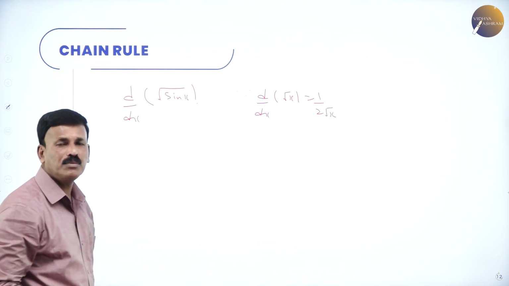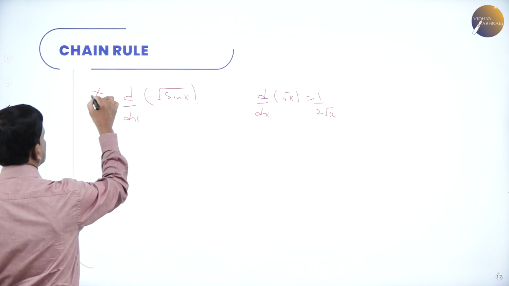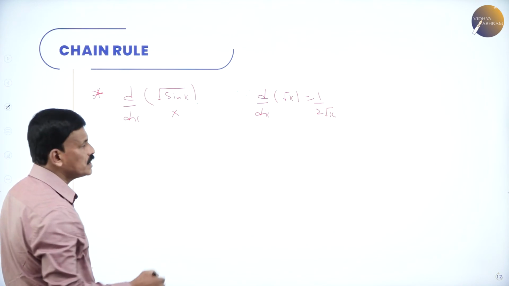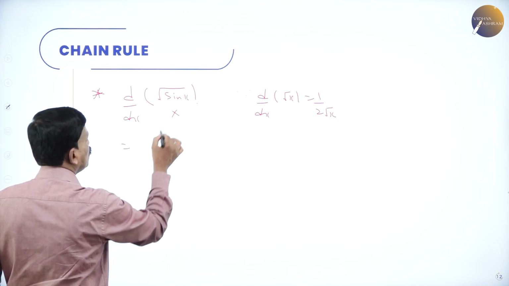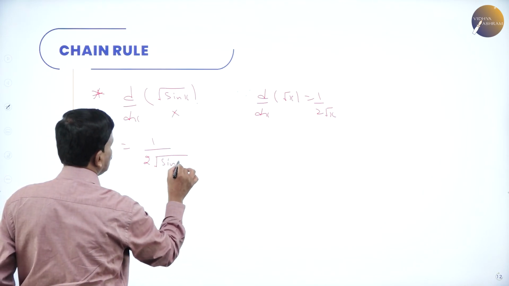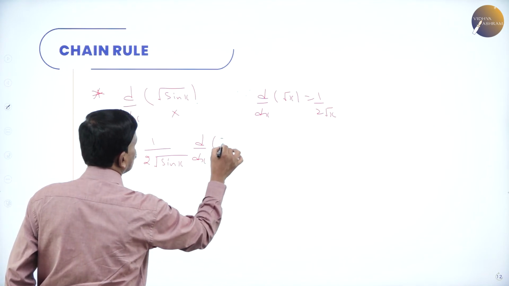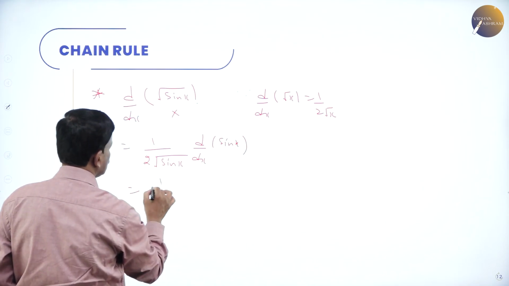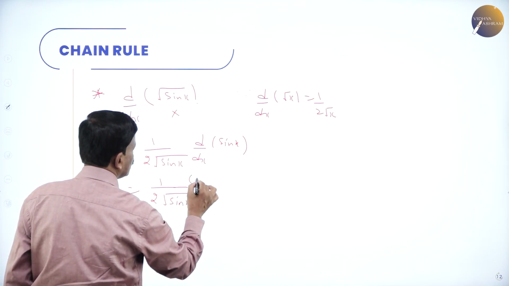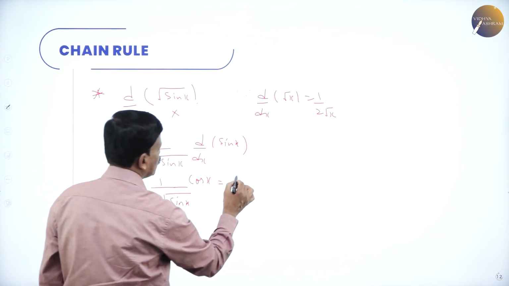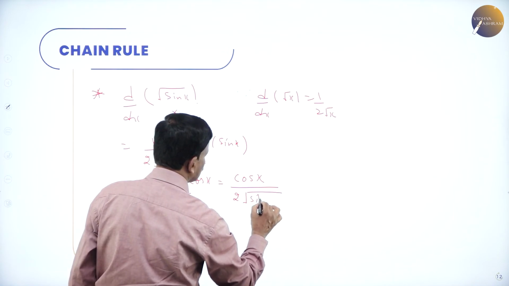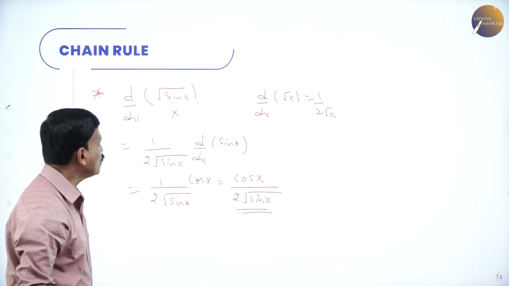Now let us consider d by dx of root of sine x. These are all very important problems. So let us consider this as root x. Instead of x it is sine x. What is the derivative of root x? 1 over 2 root x. Instead of x it is sine x, into d by dx of the inside function sine x. So this is 1 over 2 root sine x into differentiation of sine x, which is cos x. So this can be written as cos x divided by 2 times root of sine x. This is the derivative of root of sine x.